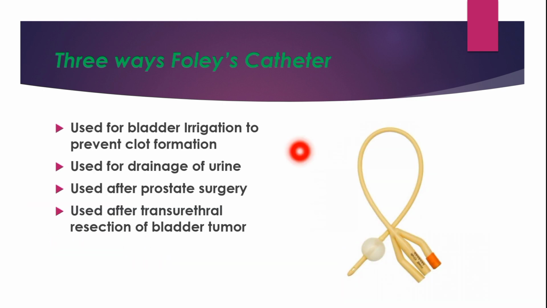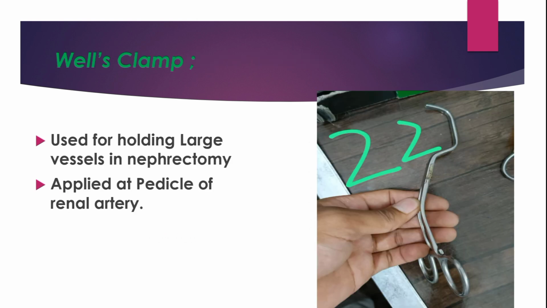trachea. This one is a three-way Foley catheter, and this three-way Foley catheter is used for irrigation of the bladder to prevent the clot formation, and it is also used for the drainage of urine, and it is also used after the prostate surgery, and it is also used after the transurethral resection of the bladder tumor.